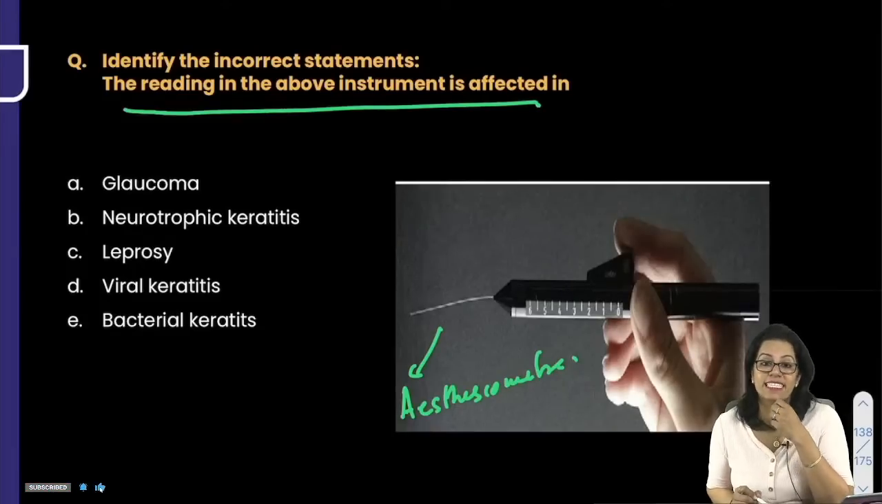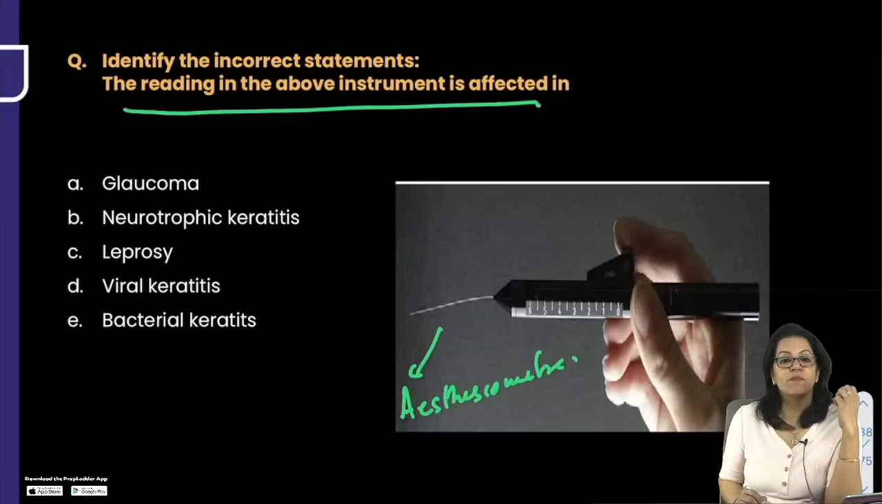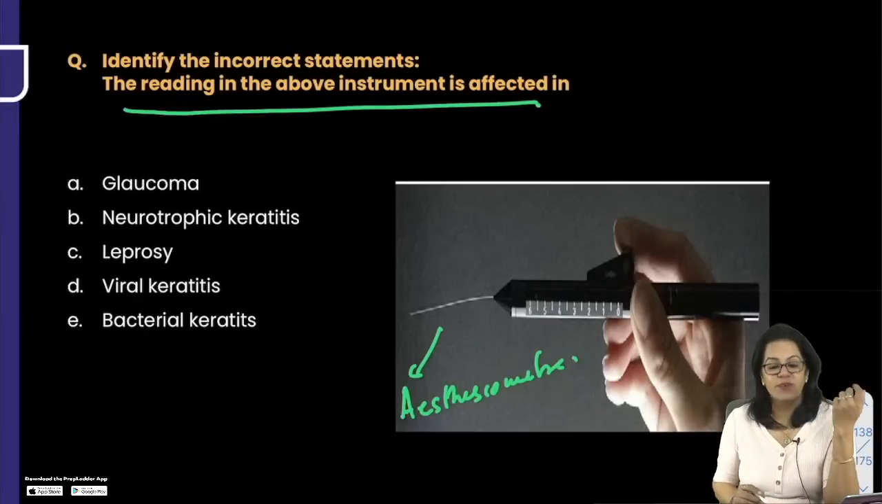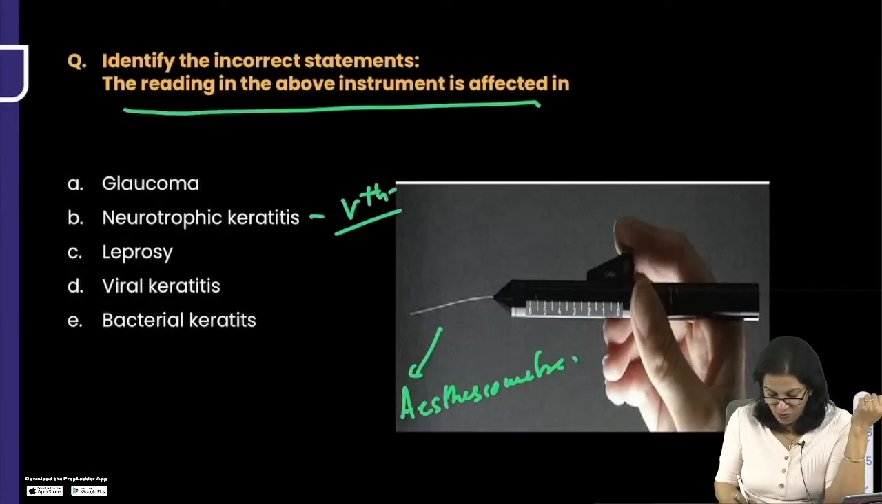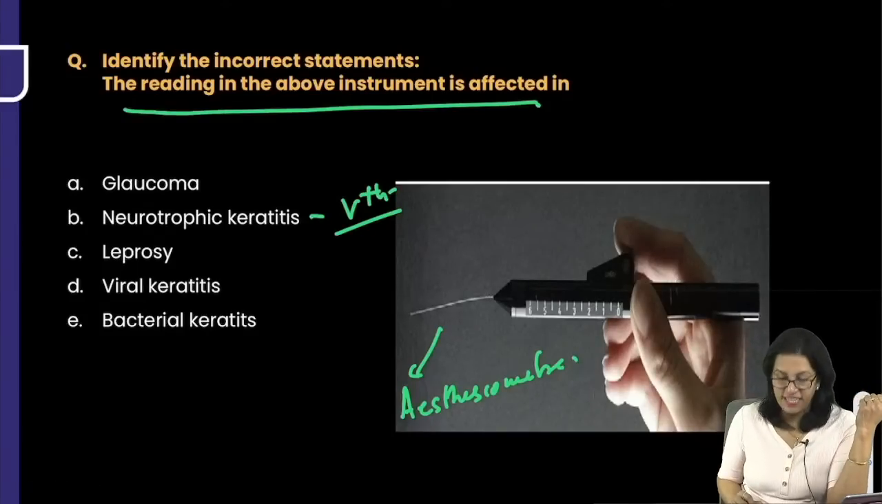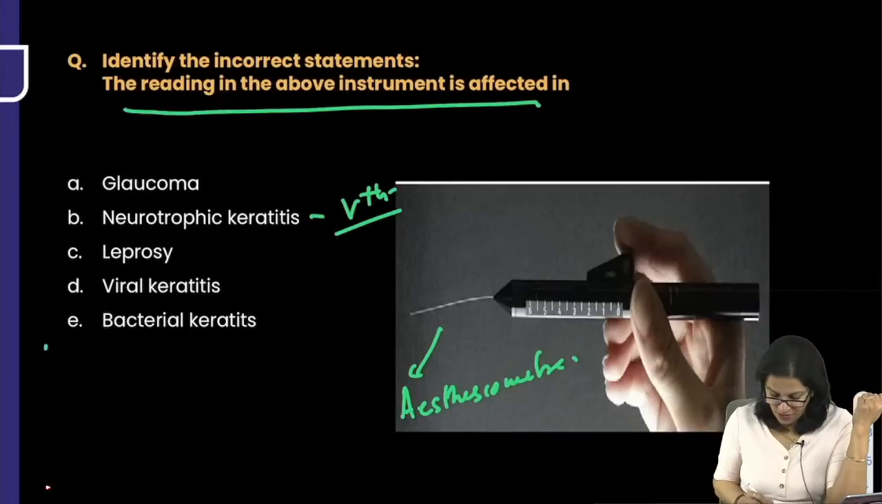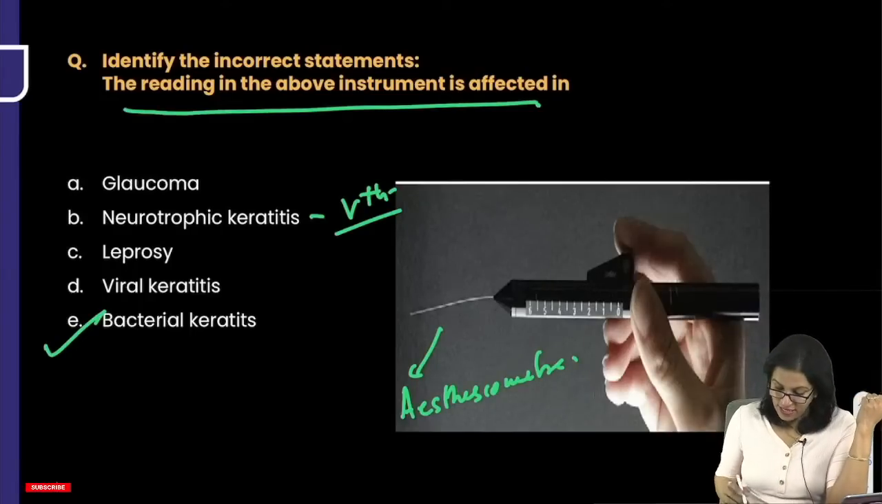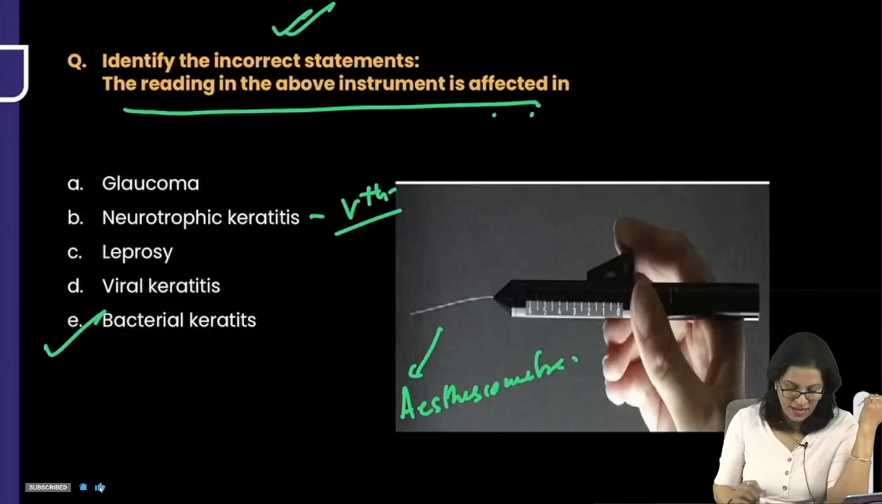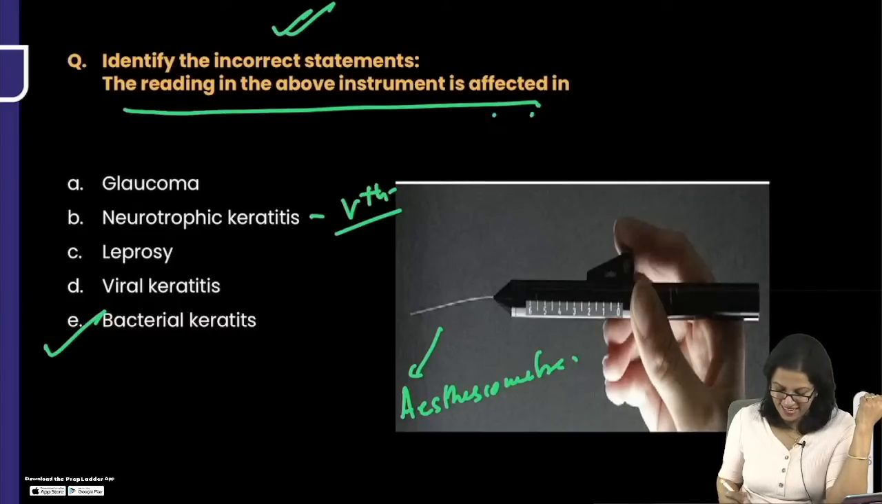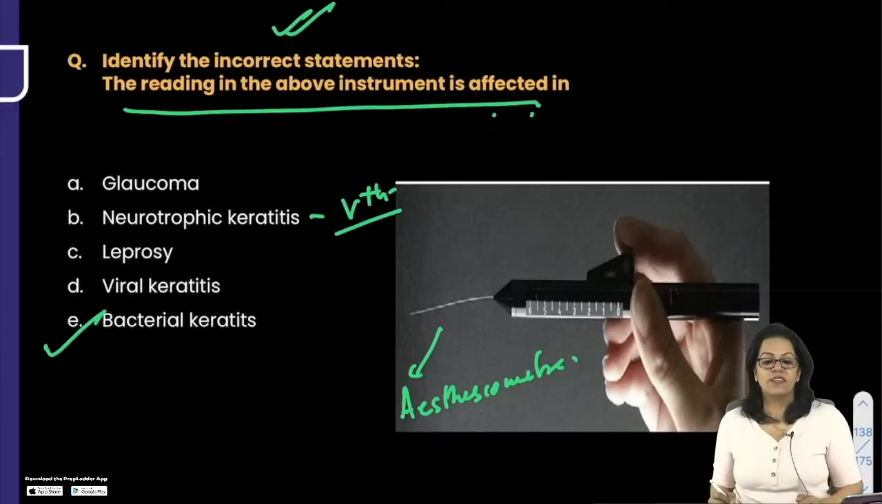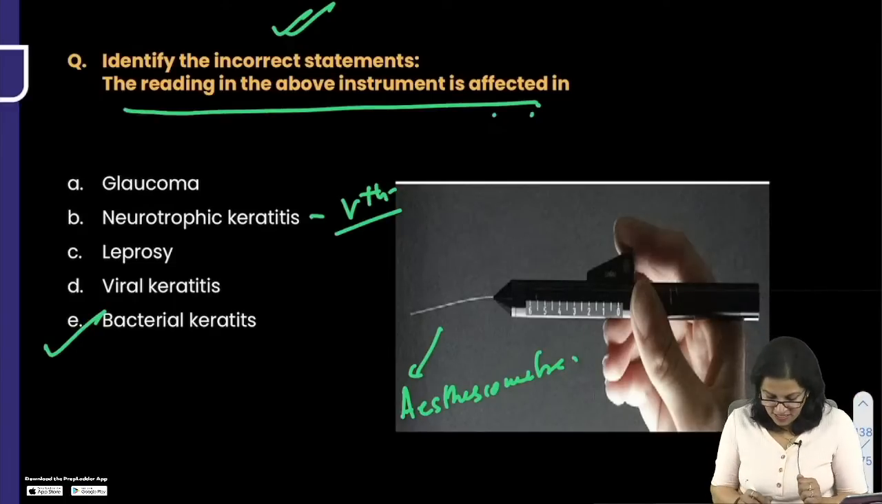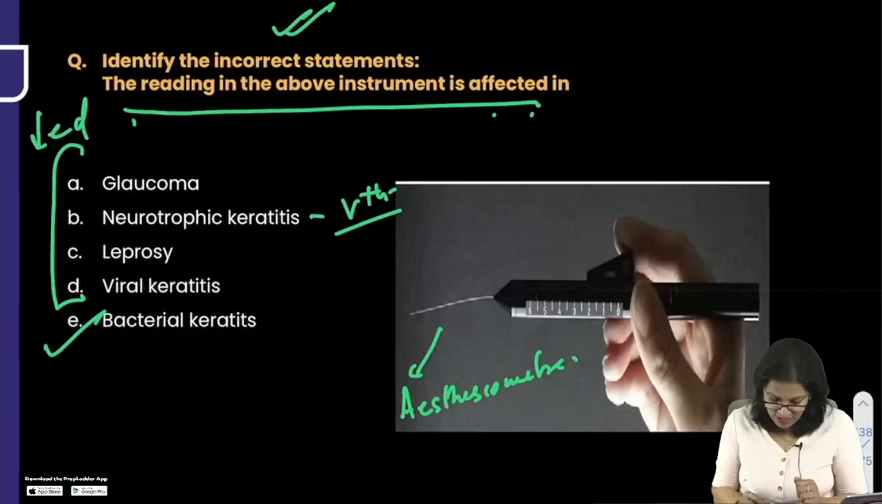Don't be misled. Yes, it can be in absolute glaucoma, which is a painful blind eye. Okay, neurotrophic, you all know when the fifth nerve is gone we get a neurotrophic keratitis. Yes, leprosy, and viral keratitis, of course there is decreased corneal sensation. So the answer here is bacterial. The question asks you to identify the incorrect statement, so it is not affected in bacterial. All the others are causes of decreased corneal sensation, all of you.